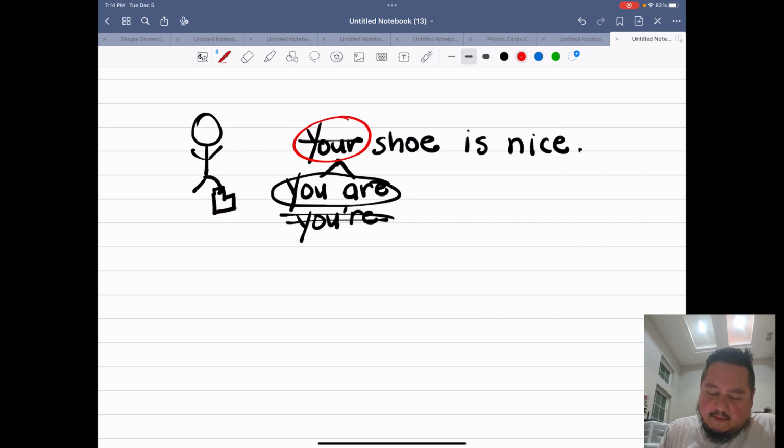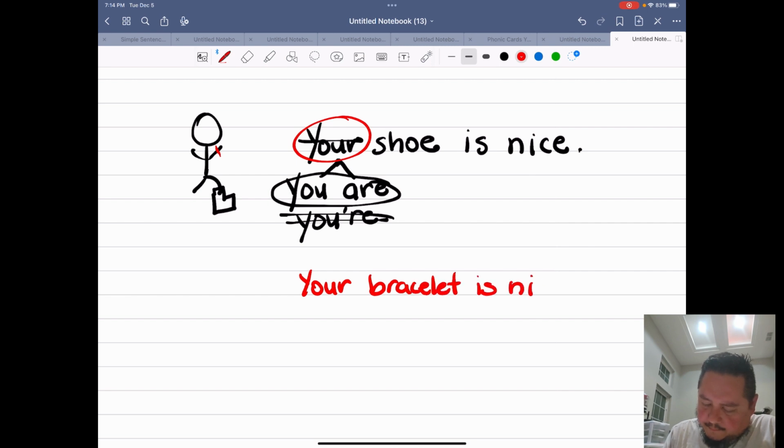Let's continue. Let's give it another shot. You could also say that you have a bracelet. So here's the bracelet. And you could say your bracelet. So we could say, hey, the bracelet that belongs to you. Your bracelet is nice. Okay, the bracelet that belongs to you. All right. Your bracelet. Now, let's try one with you apostrophe re.